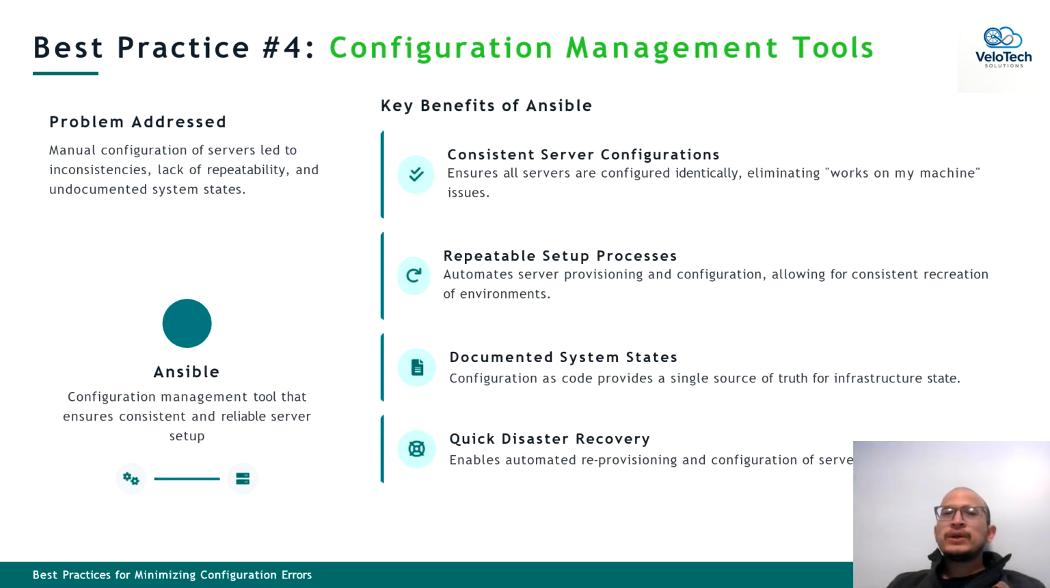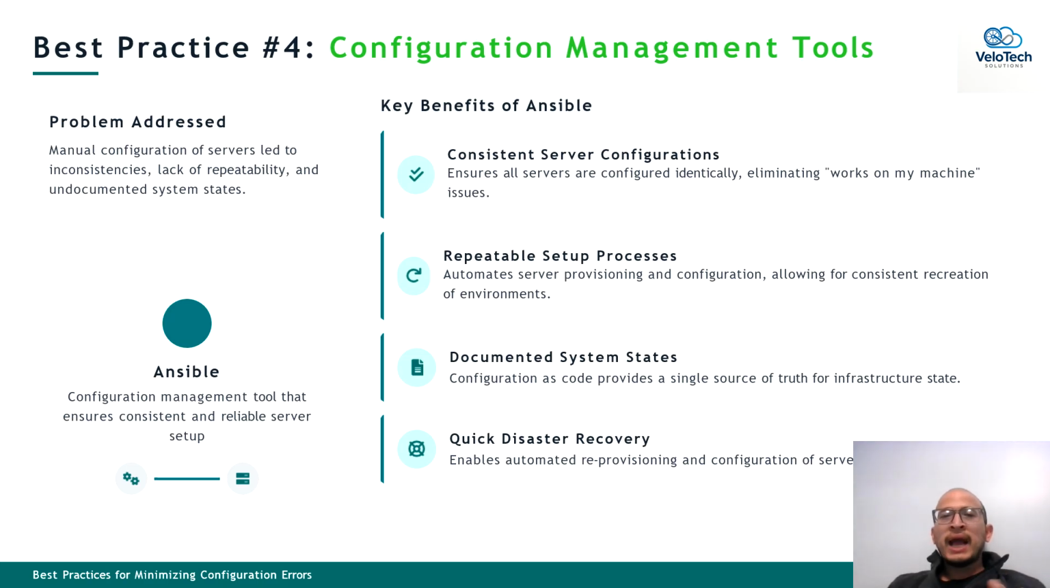Best practice 4 addresses a problem many organizations face: inconsistent server configuration. The problem was straightforward. Manual configuration of servers led to inconsistencies, lack of repeatability, and undocumented system states. When humans configure servers manually, even with documentation, variation creeps in. One engineer does it slightly differently than another. Documentation gets outdated, and you end up with snowflake servers that are unique but unmaintainable.